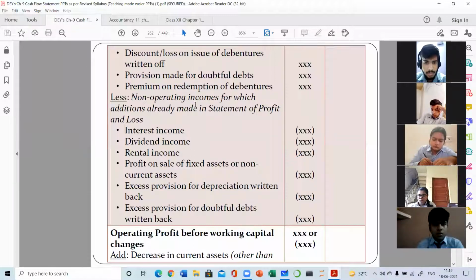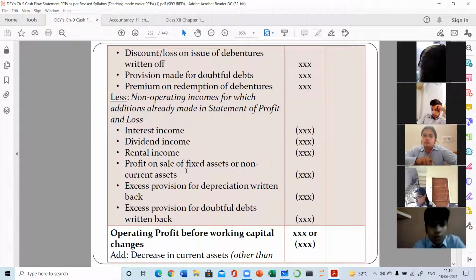Then some of the items, what? Non-operating incomes and non-cash incomes will be subtracted. Interest received, dividend received, rent received, profit on sale of fixed asset, and decrease in provision. So whatever the outcome will be coming, that will be known as operating profit before working capital changes.